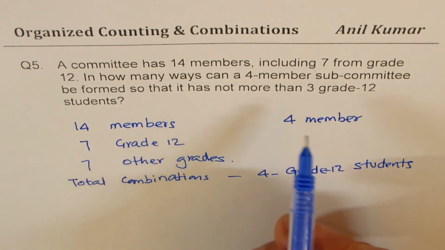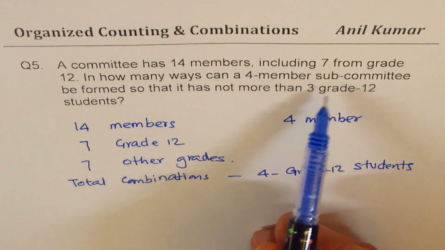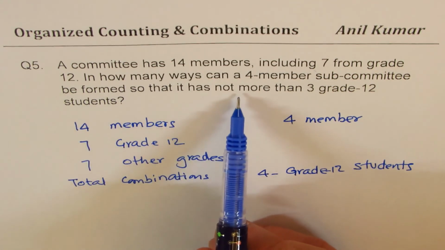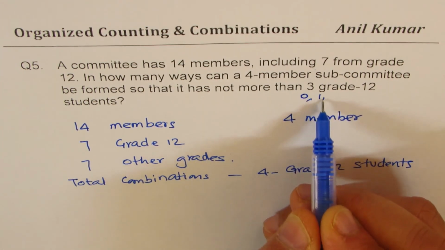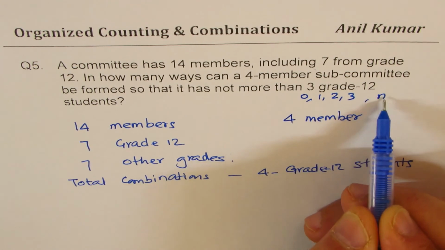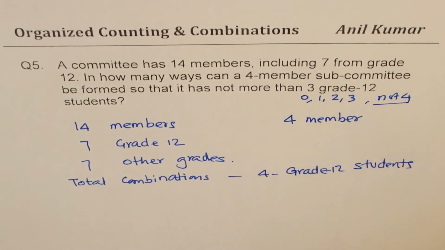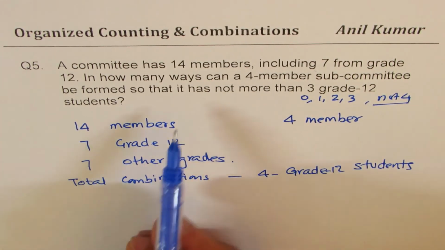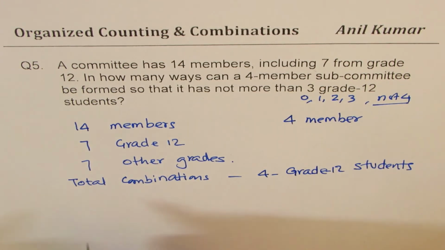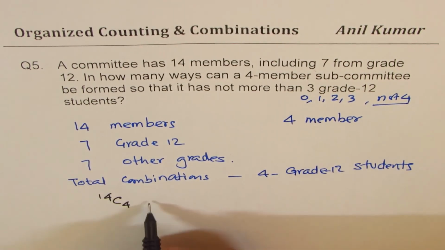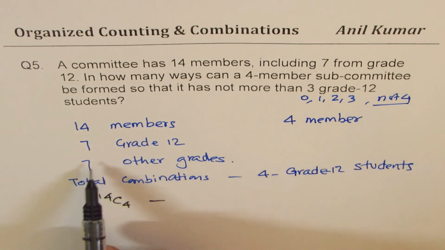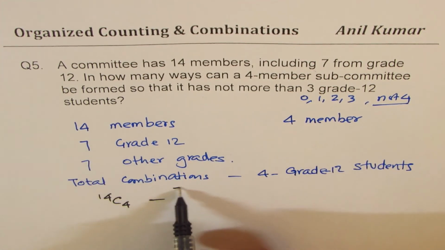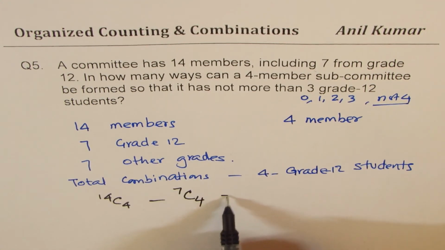From the total. So then we'll meet the criteria that the subcommittee be formed so that it has not more than 3 grade 12 students. So the grade 12 students could be 0, 1, 2, or 3, but not 4. So that is what we're trying to use. So out of 14, we have to select 4. What is the total combination? 14C4, right? And we have to take away the one which has all students from grade 12. There are 7 students in grade 12, we have to select 4. So that becomes the solution.